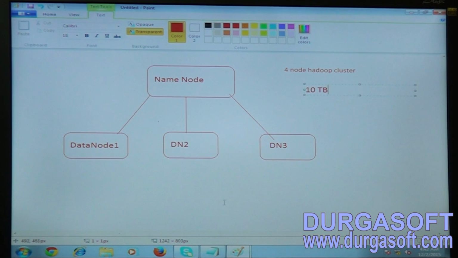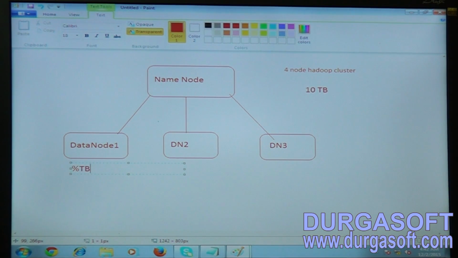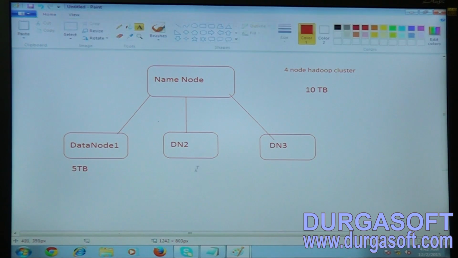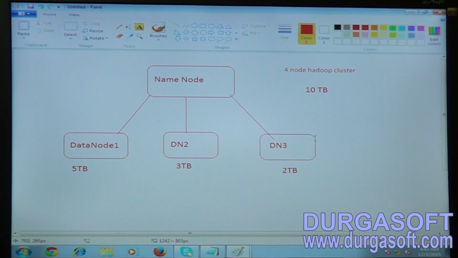So similarly, here it is also storing 5 terabytes, sorry, here is some 3 terabytes, and here it is getting stored some 2 terabytes, right. Say I have stored this 10 terabytes of data, and then now I have built some application, and then I am trying to process the data.